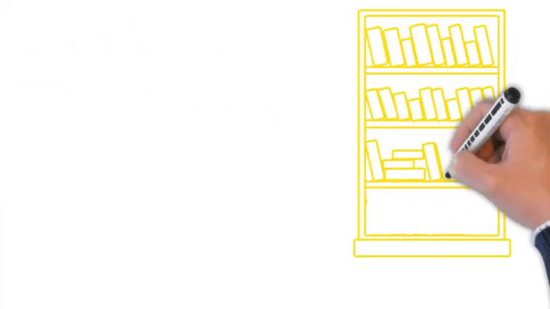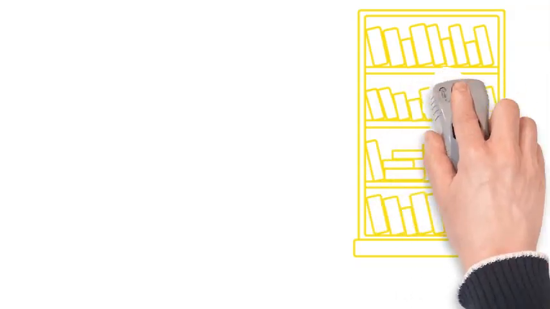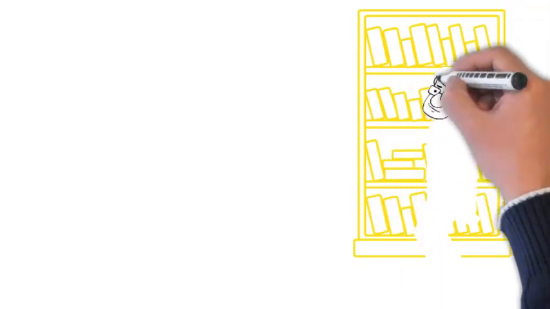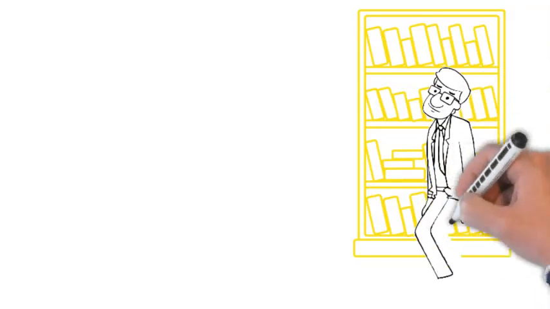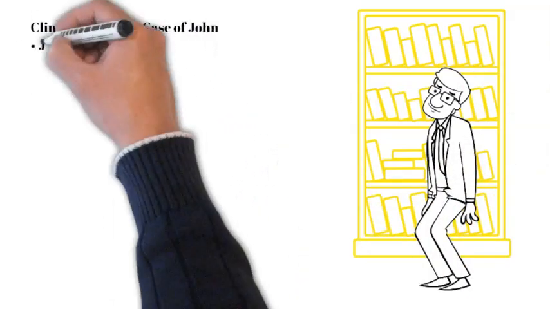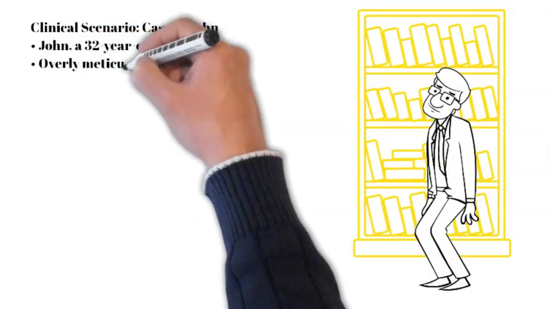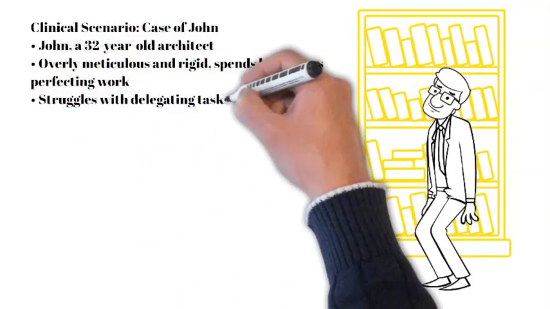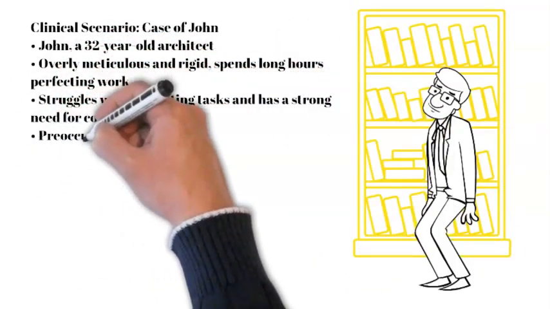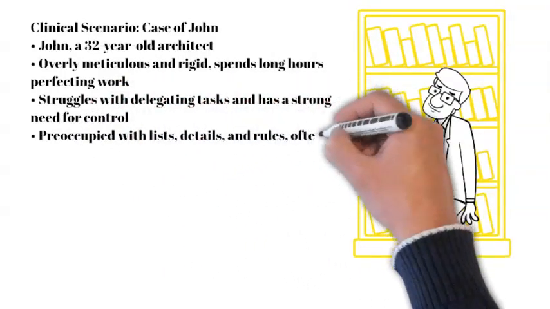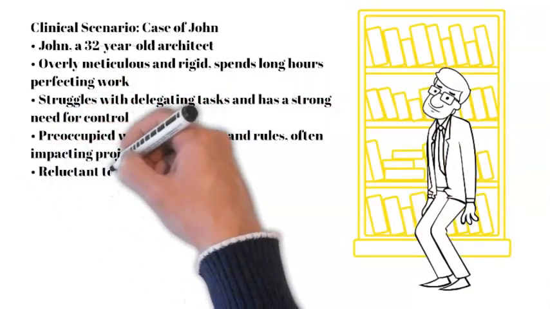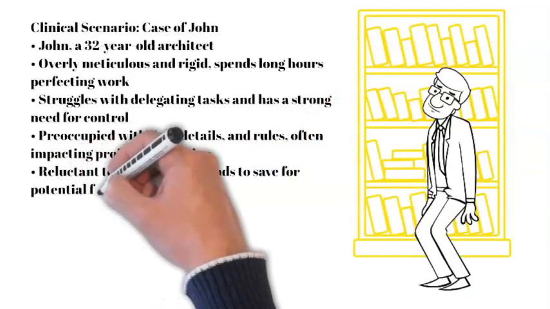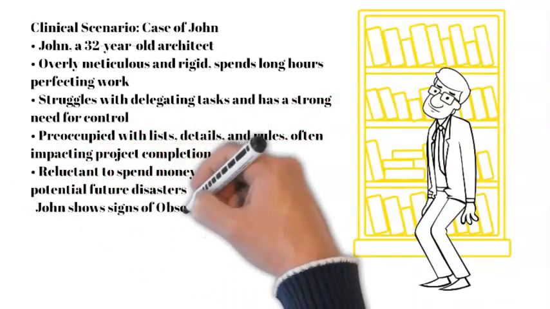Imagine a 32-year-old man named John. John is highly successful in his job as an architect. However, his coworkers often describe him as overly meticulous and rigid. John frequently spends long hours at work perfecting his designs and gets frustrated when things don't go as planned. He likes to have complete control over his projects and finds it hard to delegate tasks to others because he feels no one else can do it correctly.